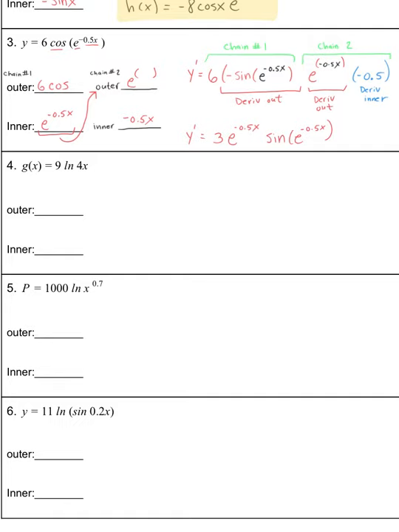Okay, we cannot combine this e and this e because this e to the negative 0.5x is inside the sine, so it has to stay there. So there is my final simplified answer. All right, again, please try to go through this on your own. All right, let's keep going.